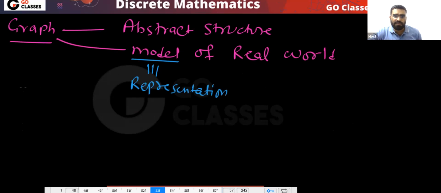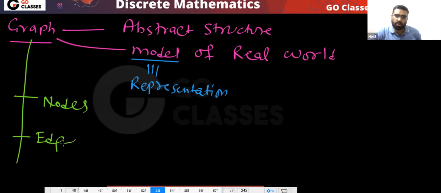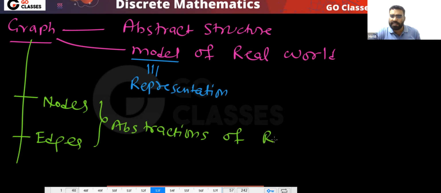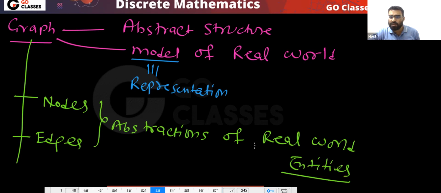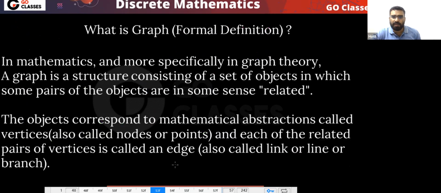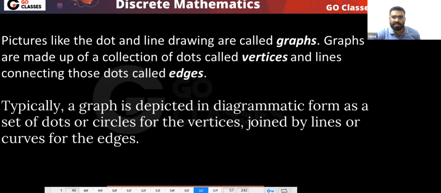In this graph we have two things, nodes and edges. These two things are also abstractions of real world entities, real world scenarios, real world things. Correct? So very simple. This is the idea. Now let's start.